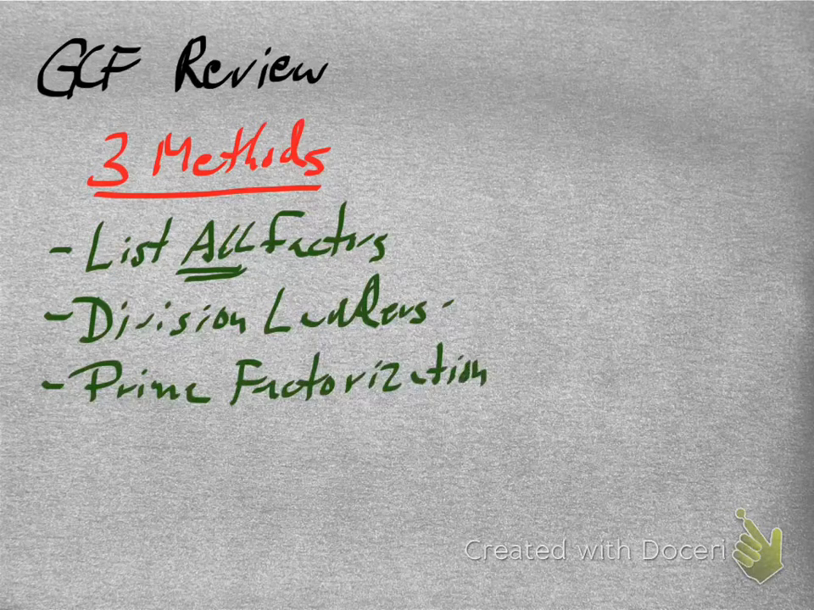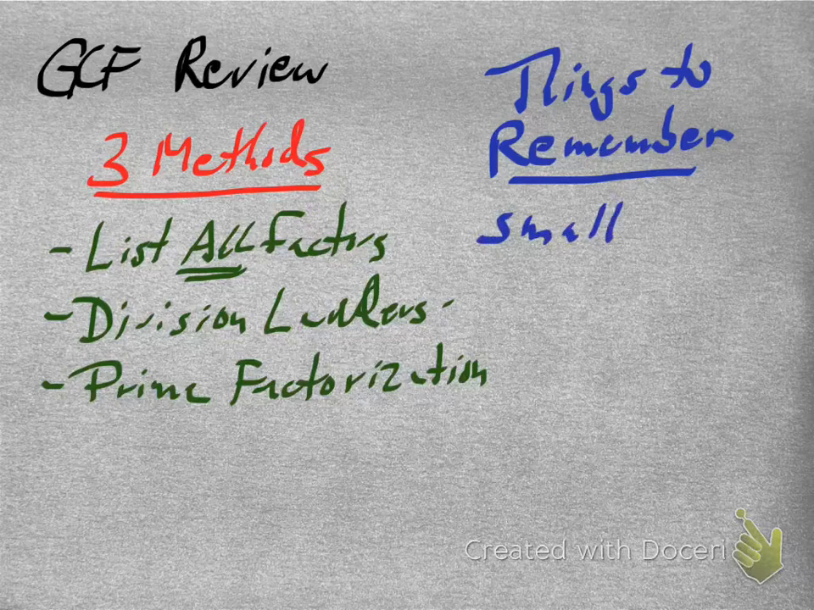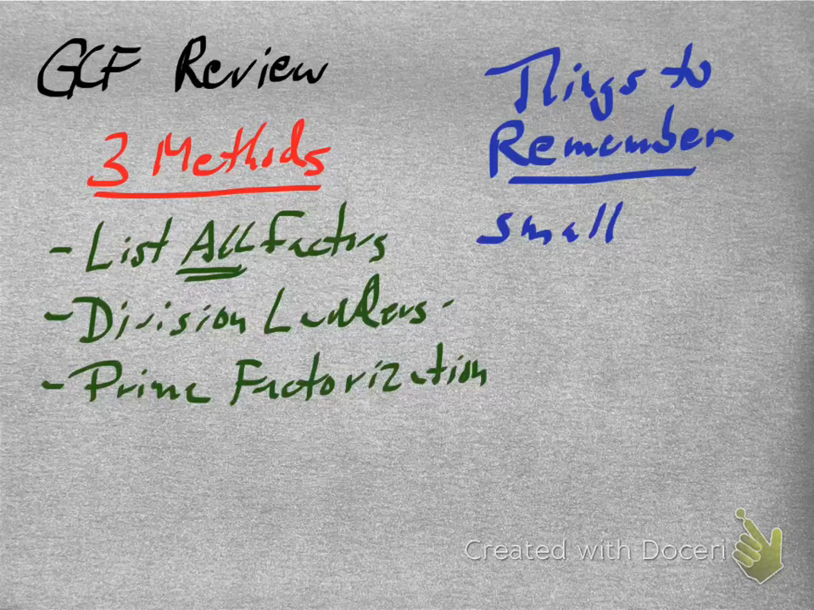Okay, and so we've gone through all of these methods, and for each of those methods, there are things you really want to remember. For listing out all the factors, that's fine if the numbers are small, things like 18 and 24. If you have numbers that are three-digit numbers, this can get really difficult and waste a lot of time. So probably not the way you want to go unless the numbers are really small. We talked about division ladders, and division ladders are really our primary method. It's pretty much my favorite.